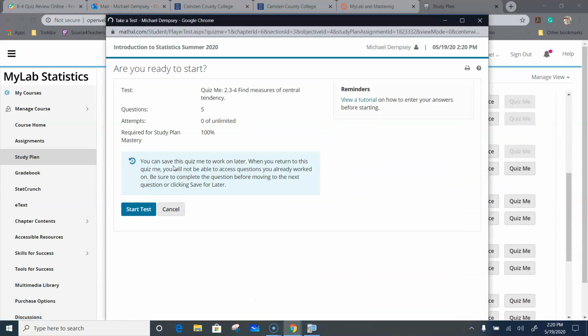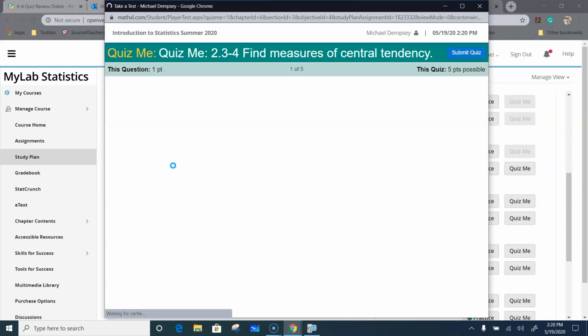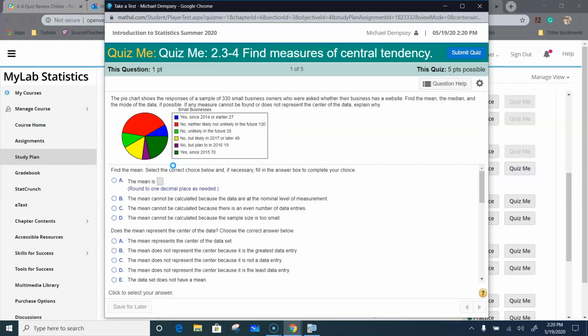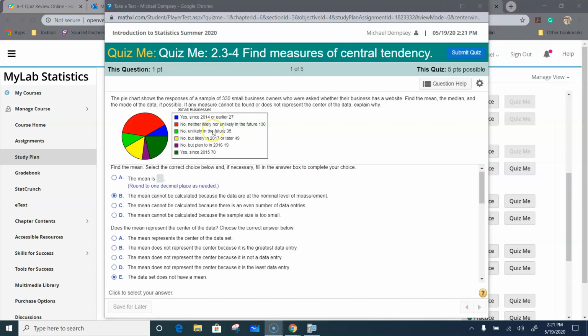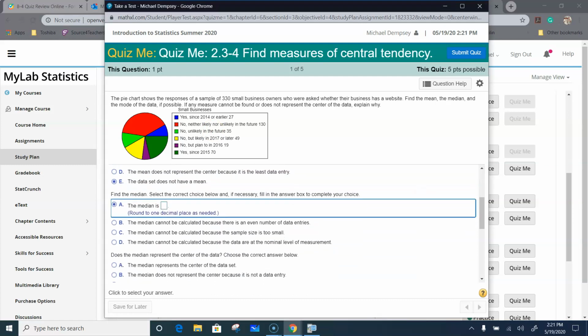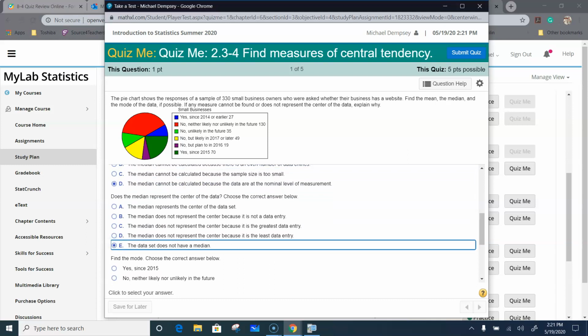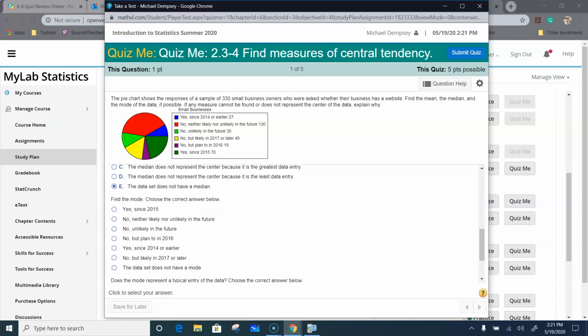Finding measures of central tendency. So hopefully we can lean on our calculator for this, and not so much StatCrunch. Since we're dealing with the nominal level of measurement, we can't really calculate a mean, right? Same thing with the median. Again, we wouldn't have a median for categorical data.